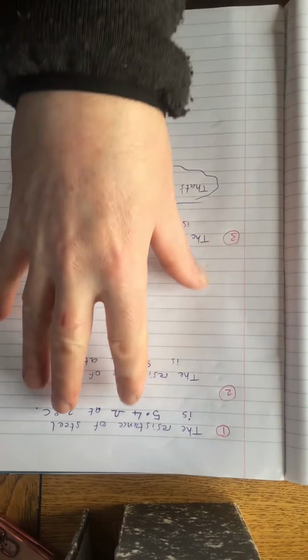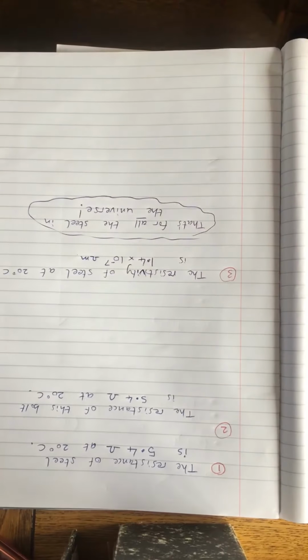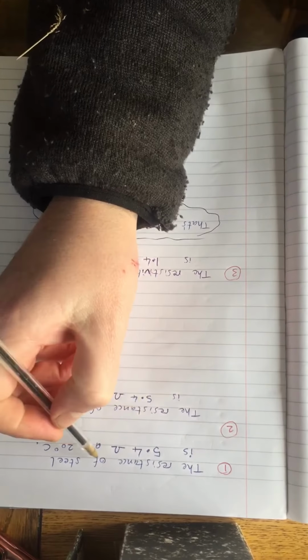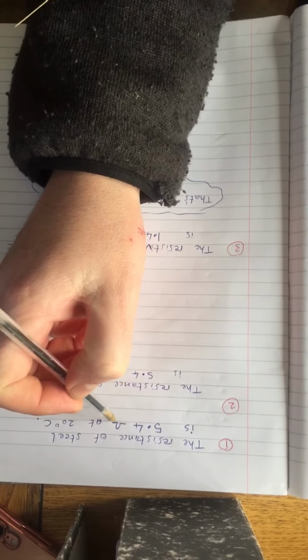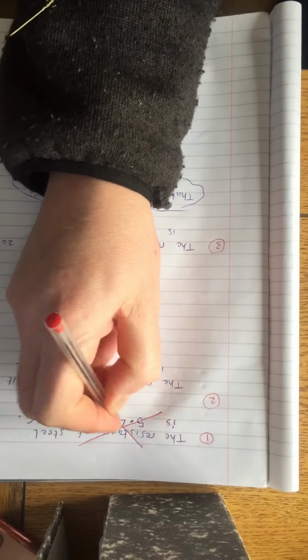Okay, I've written down some statements here about resistance and resistivity, and we're just going to look at them. The first statement says the resistance of steel is 5.4 ohms at 20 degrees C. Well, this statement is clearly wrong.